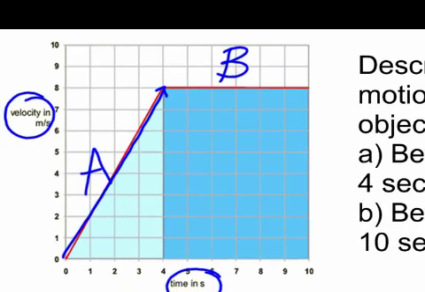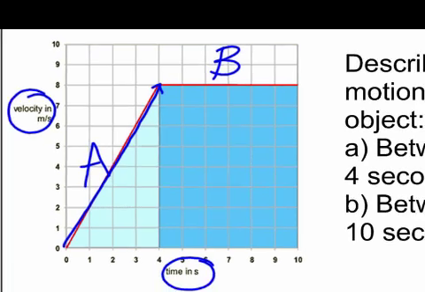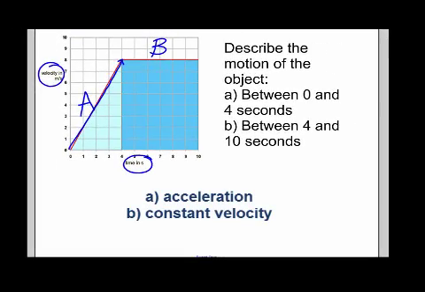Section B here, between 4 and 10, is a flat line. There's no slope, or the slope is 0, because it's straight across, which on a velocity time graph means constant velocity. So if I have a straight line sloping up like A, it's accelerating. If it's B, it's straight across, that means it's a constant velocity.